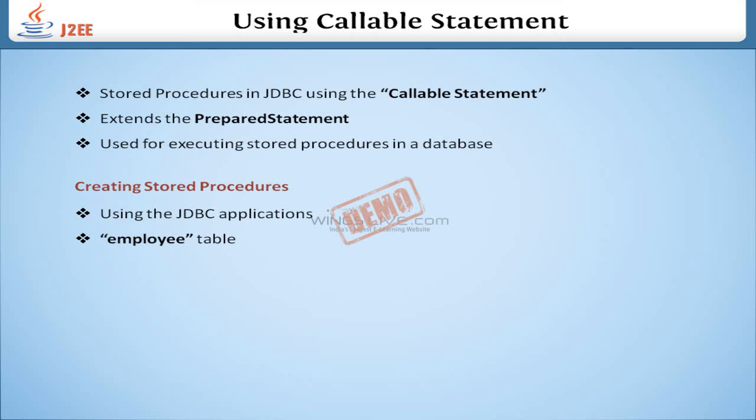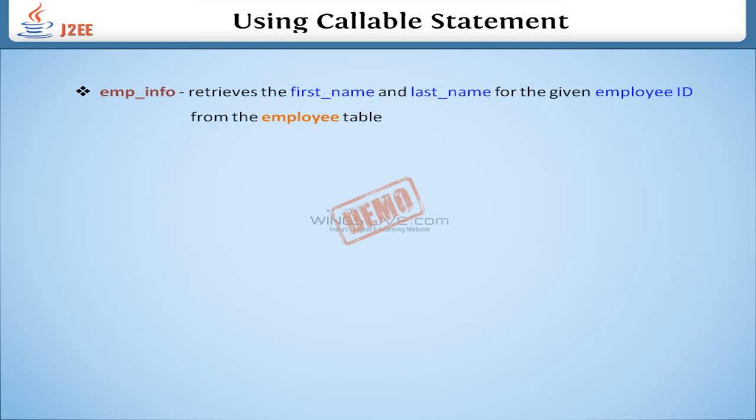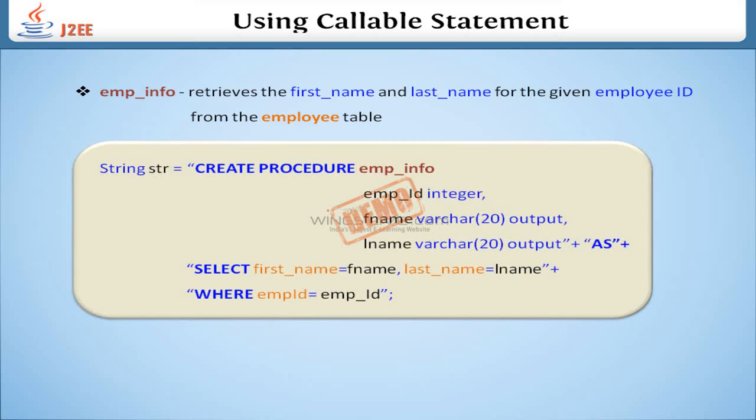Consider an employee table as an example which contains the first name, last name, employee ID, salary, phone number, and department as the fields. Now we will write a stored procedure named emp_info, which retrieves the first name and the last name for the given employee ID from the employee table. Here are the codes for creating a stored procedure.